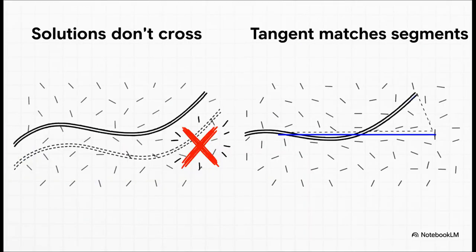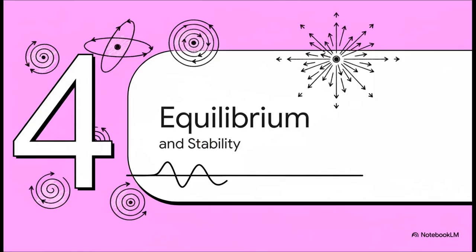And there are really only two super simple rules to follow. First, for most equations, different solution curves can never cross each other. They flow in their own lanes. And second, as you draw your curve, its own steepness has to match the little slope markers around it. Basically, just go with the flow. That's it. But these maps can tell us even more.